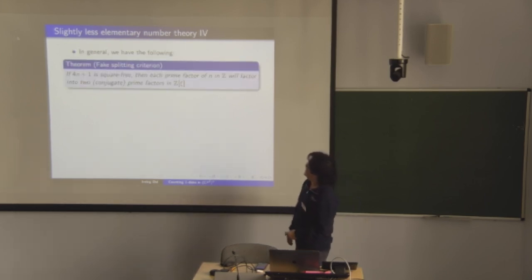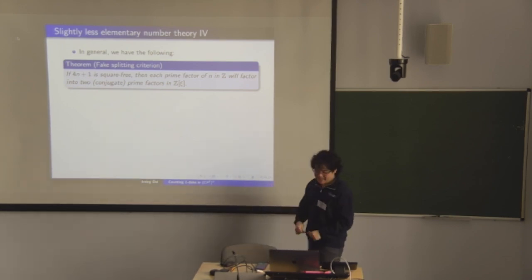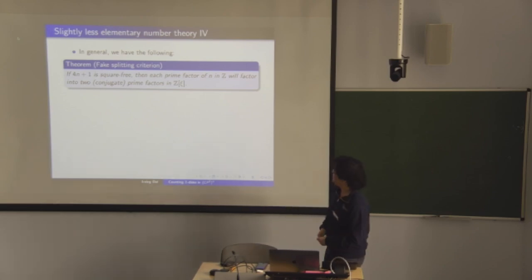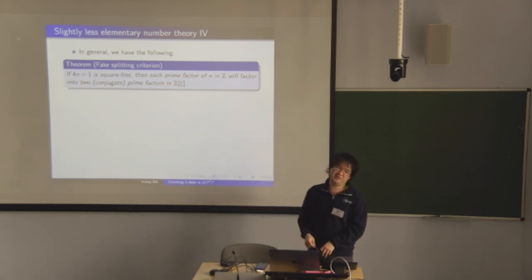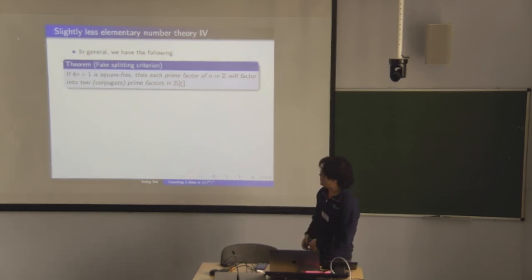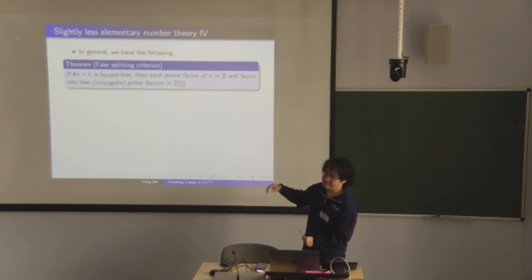So you could say, okay, that's just an example. But it turns out that this is a very good example because another nice number theory theorem comes to your rescue. It tells you exactly how n factors inside of Z adjoin chi. Before, n was 3, which was prime in Z, and it factored into 2 factors, and in fact, this will always happen. Every prime factor of n will factor inside of Z adjoin chi into 2 conjugate prime factors. I'm going to call this the fake splitting criterion.